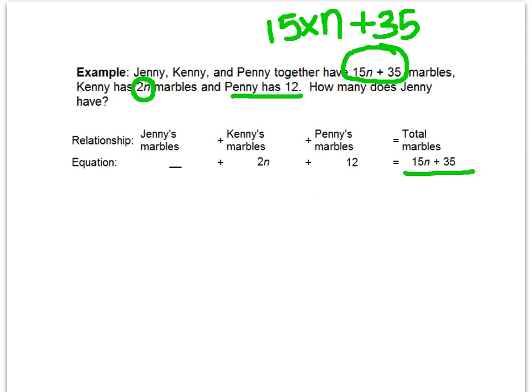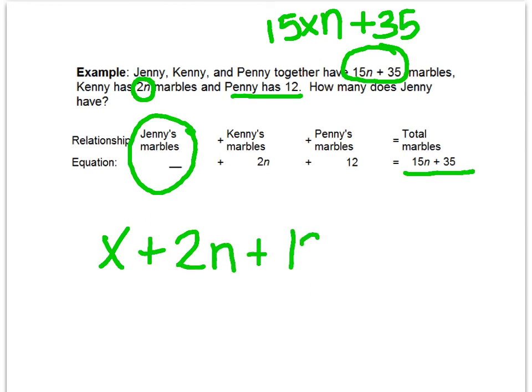So looking at that, how am I going to get 15n plus 35? For this problem, I know that Ginny's marbles are going to be unknown. If it's unknown exactly what it would be, I'm going to use an x, just like they would in algebra. So x plus 2n plus 12 is going to equal 15n plus 35. Remember, this again is going to be an equation. You need to use the information from the story problem to create that equation.